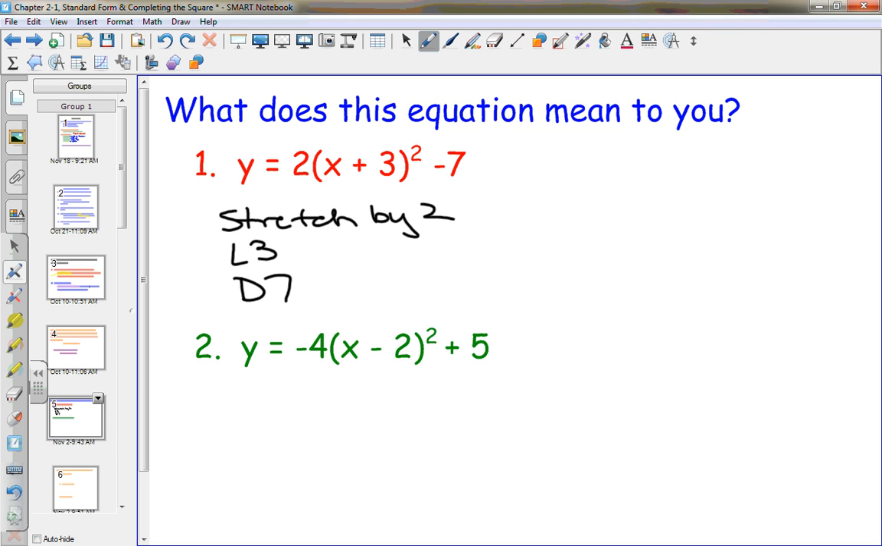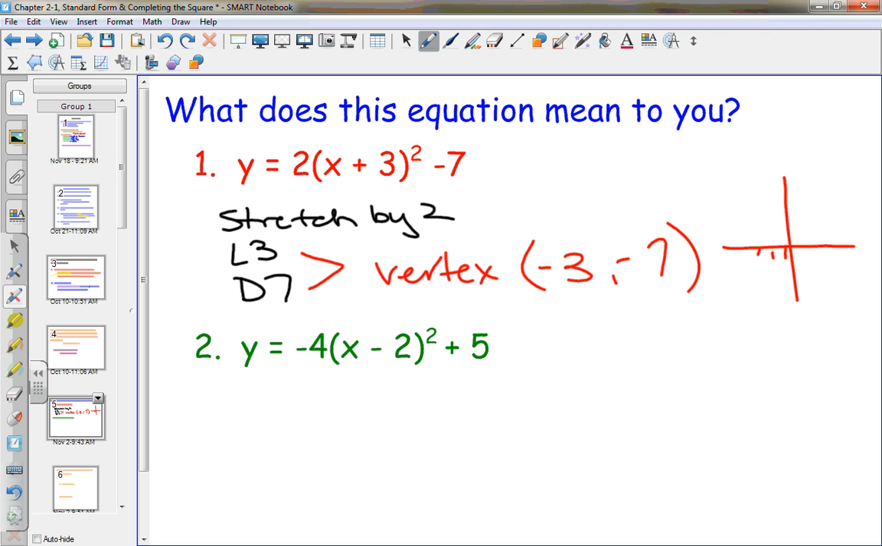Well, guess what? From the left 3 and the down 7, I now can get something new out of that. I can say what my vertex is going to be. So my vertex, if I'm going to the left 3 units, what does that mean on the x-axis? -3. If I'm going down on the y-axis 7 units, what does that mean? -7. Which means now I have this graph that looks like that, right? I know, wasn't that kind of nasty? But it still worked, right? Do we understand that? Does that make sense?